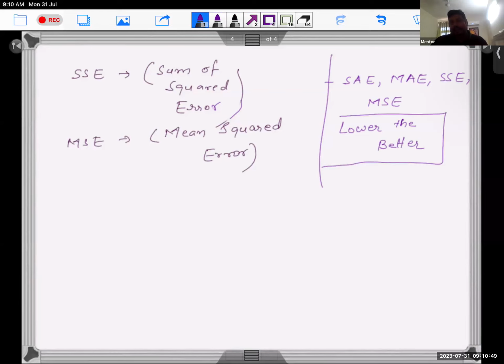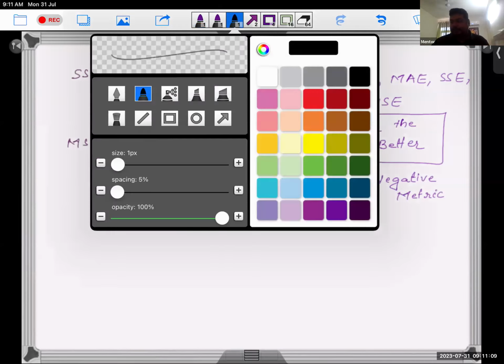If any metric has a low value and it indicates a better performance, that is called a negative metric. In general, in machine learning, if a metric gives you a small value and it indicates a better performance, that is called a negative metric. That's just one terminology that you need to know.